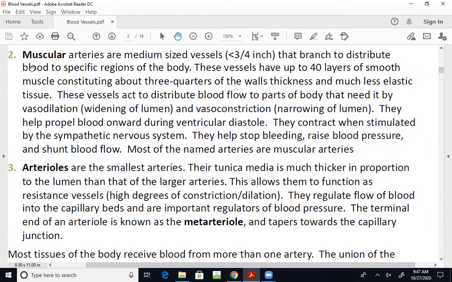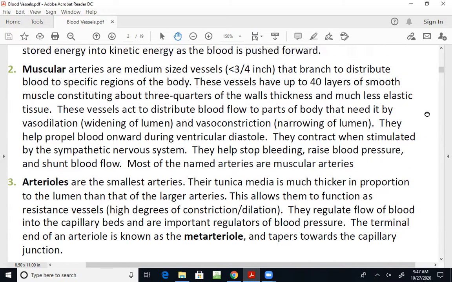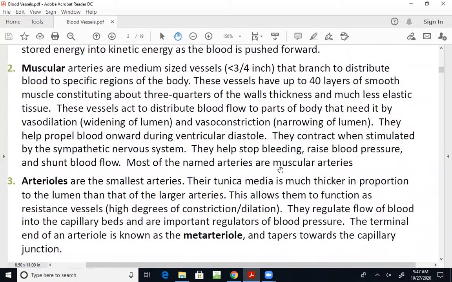Probably can figure out why they're called muscular arteries. They've got a lot of muscle in them, smooth muscle specifically, about 40 layers, which constitutes about 3/4 of its wall's thickness. And there's much less elastic tissue than we saw in the previous slide. Most of the named arteries that we'll look at in this lecture are this type. And these are the ones that distribute blood to specific regions of our body, like our arms and our legs, as well as other organs in our chest and abdomen.